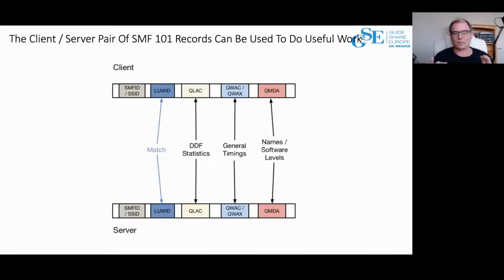So I won't spend any time on this, but basically I'm showing you can tie up the client and server records for a z/OS DB2 calling a z/OS DB2. I think that's quite a nice thing to do. It gives you a full understanding of the conversation. And it can be really quite granular.